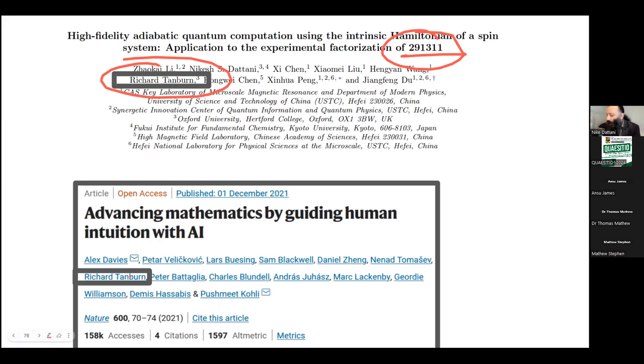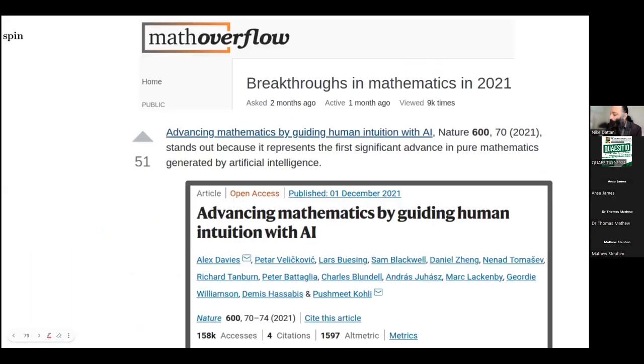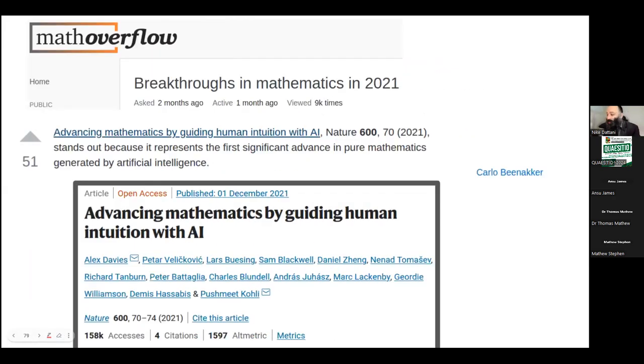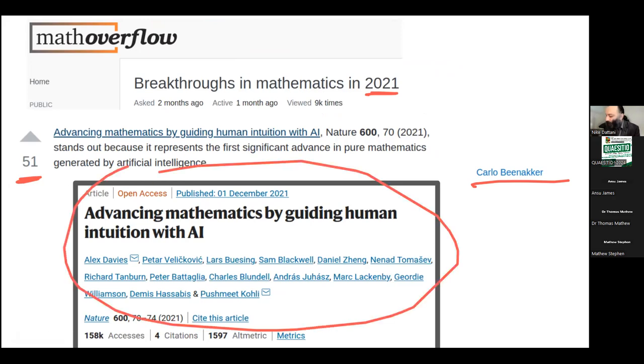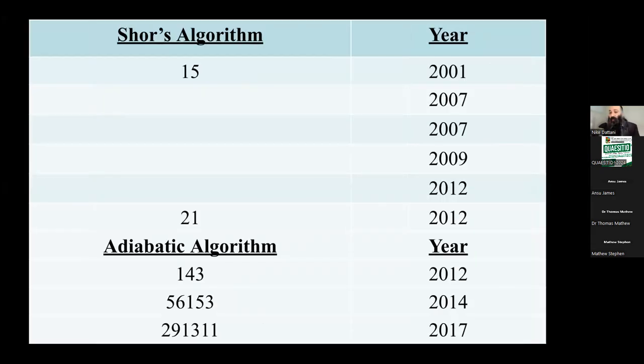And in 2021, they published this paper about advancing mathematics with artificial intelligence with my friend Alex Davies. And at the end of 2021 on Math Overflow, people were asked, what is the biggest breakthrough in mathematics in 2021? The highest voted answer by Carlo Bieneker was this paper by my undergraduate student, Richard Tanburn. So this is a new field, it's exciting. A lot of junior researchers at the undergraduate level can make big contributions and go on to have great careers.